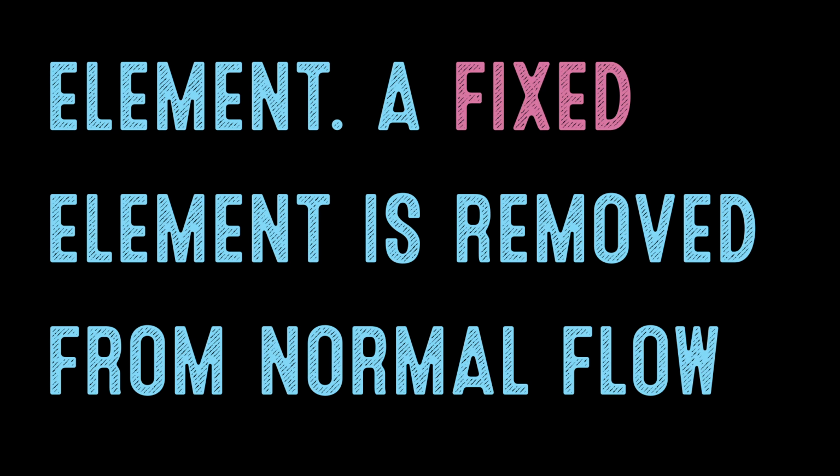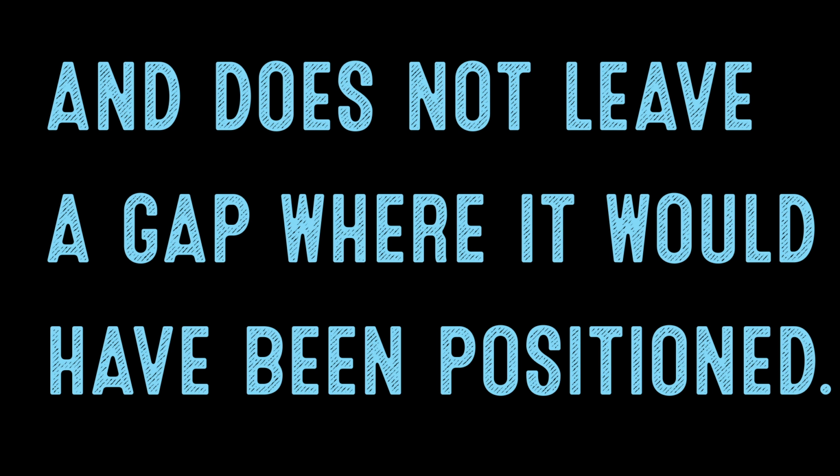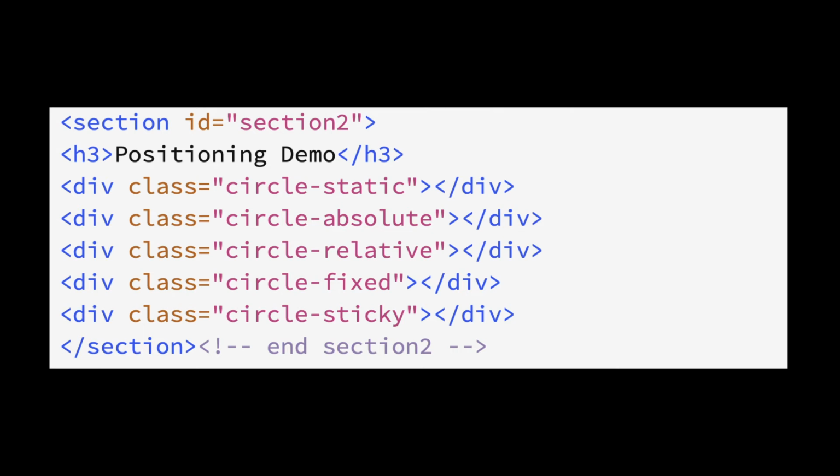A fixed element is removed from normal flow and does not leave a gap where it would have been positioned. Here is the HTML code again for section 2 in our demonstration. We see that it would be the fourth circle element. Here is the CSS. So in this example, we are looking at a circle element with a black color.